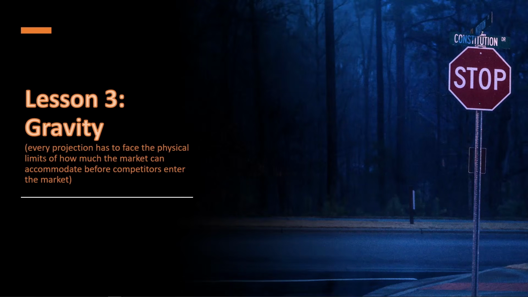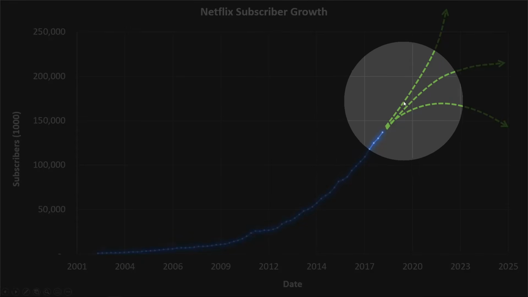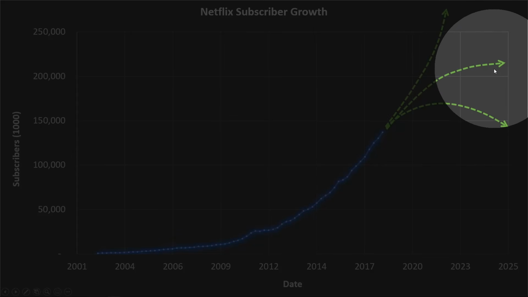Our third lesson is gravity. More specifically, every projection we make has to face the physical limits of how much the market can accommodate before competitors enter the market. So going back to Netflix, since we now have the hindsight of 2022, we know that the actual subscriber growth is more like the middle projection, and its growth has become stagnated at around 220 million subscribers, and the majority of them are subscribers out of the US.